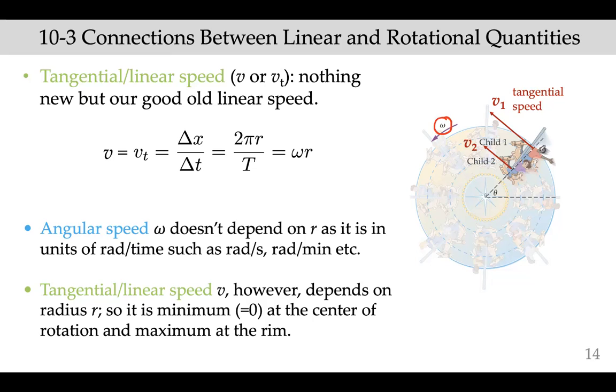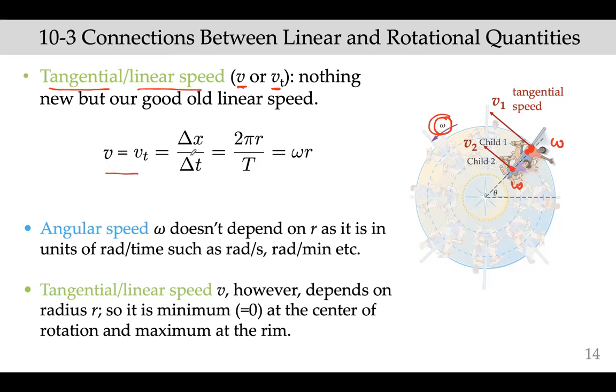For example, there are two kids. One of them is at this point, the other is close to the rim at this point. So we can talk about their linear velocities. Both have angular velocity omega, but their linear velocities will be different. Linear velocity, these are the same things. Sometimes it's called tangential velocity or linear speed or linear velocity. It's shown either by v or vt for tangential. So it's nothing but our good old linear speed.